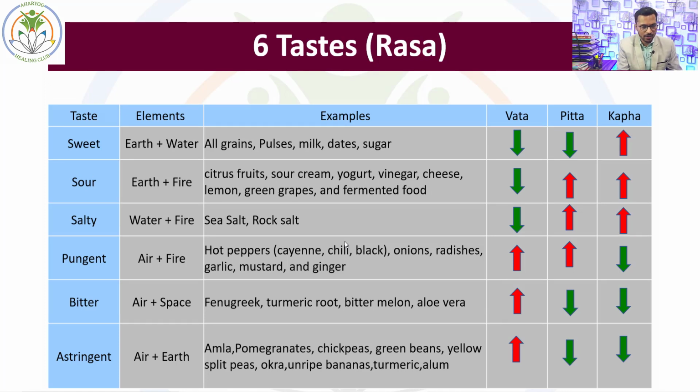So here, according to this six taste rule, we have to include pungent, bitter and astringent taste in the diet in order to reduce the kapha and help in weight loss. And this applies to all the health disorders and all health conditions.